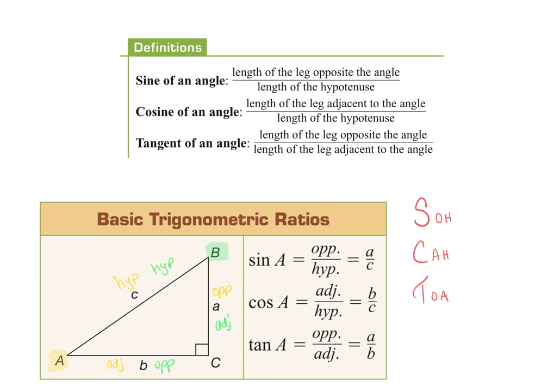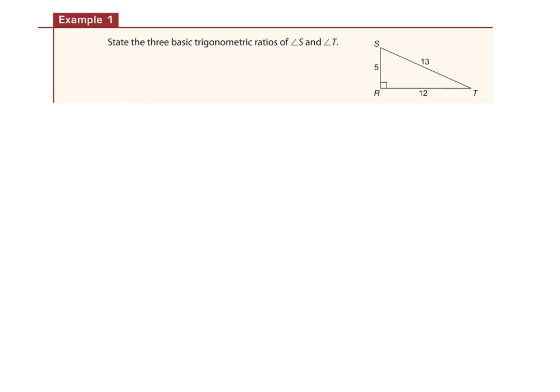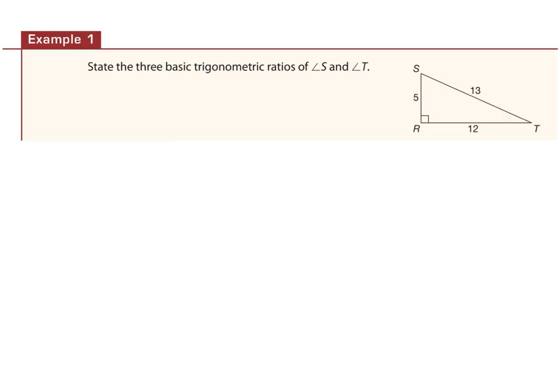So let's look at example 1. State the 3 basic trig ratios of these angles. The first angle I'm talking about is the angle S. So if I want the sine of S, and by the way, sine is shortened without that E. Cosine is shortened to just COS. And tangent is shortened to TAN. The first thing I have to do is look at my angle S and label my triangle. This is angle S, which means opposite, adjacent, hypotenuse does not change.